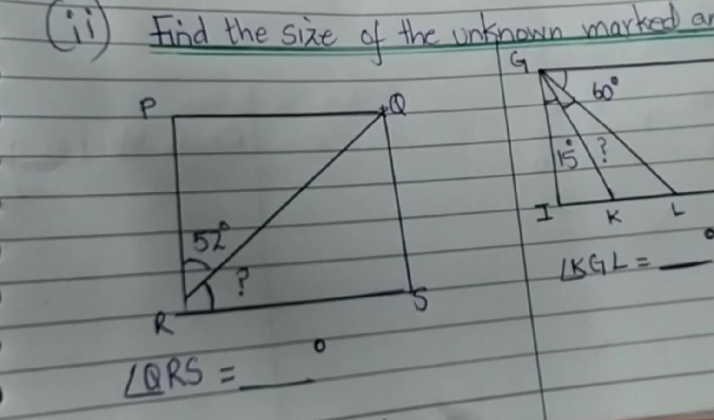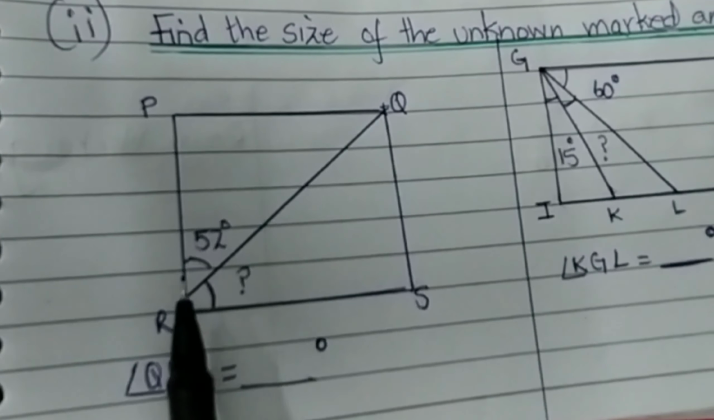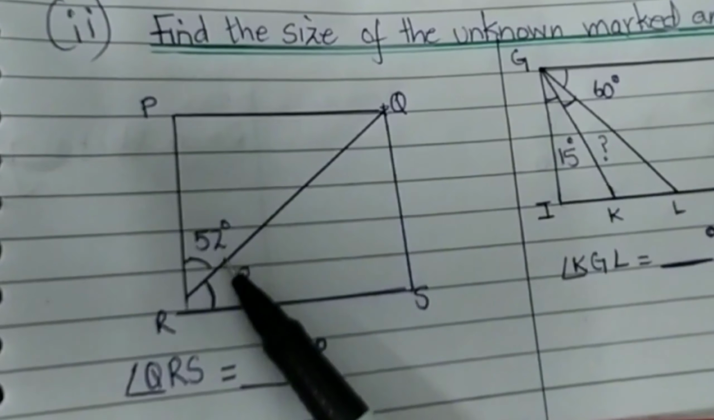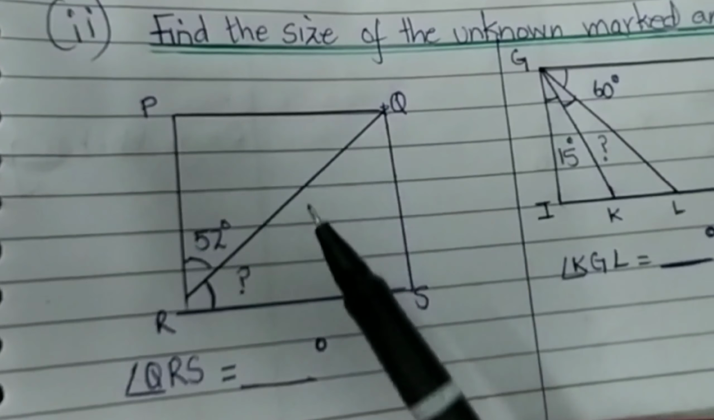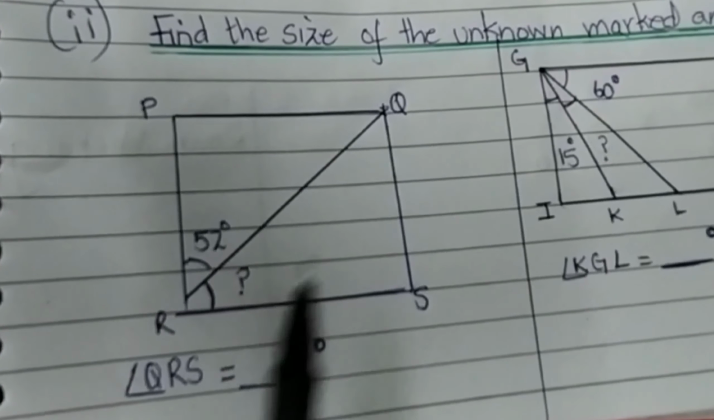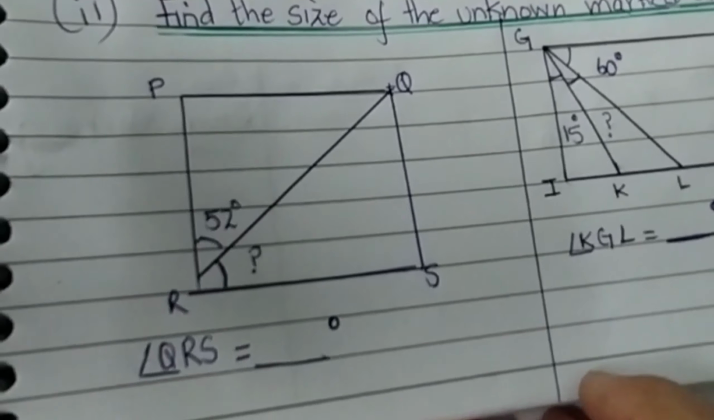But what have I done here? I've just made a line in the middle of the square, and I have split the right angle into 2 parts, and I have got this 52 degrees. What do you think the other unknown angle QRS is? So what is the answer?